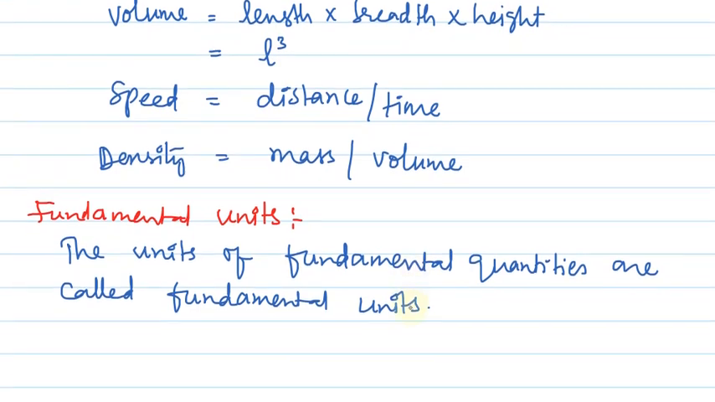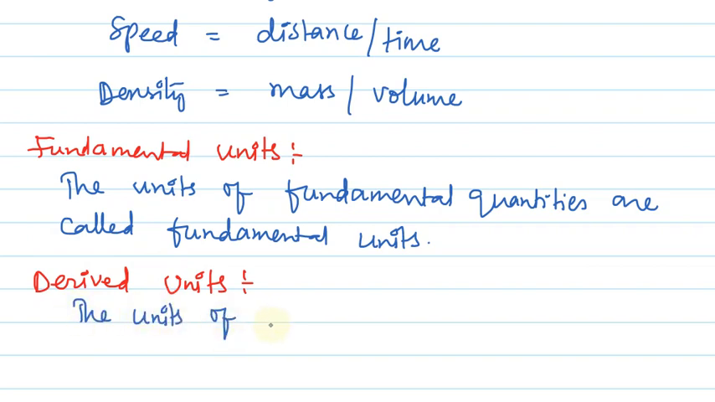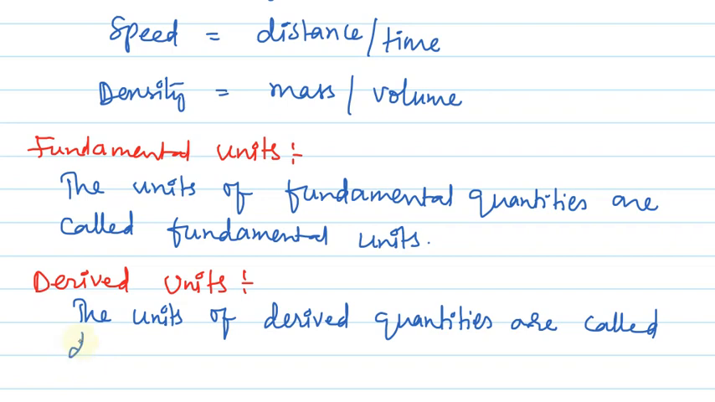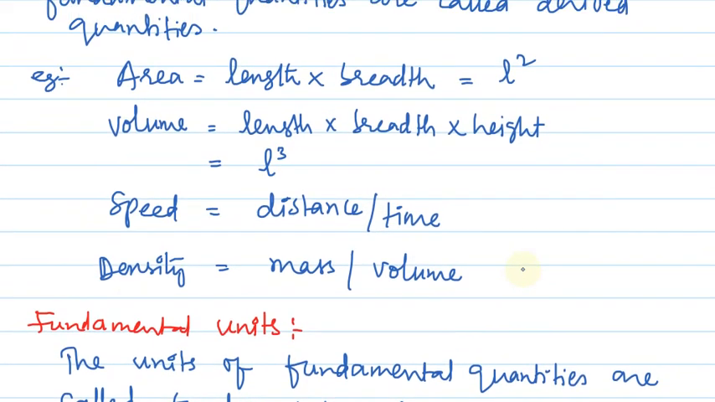Now let us see derived units. So what are derived units? The units of derived quantities are called derived units. Derived units, right? In other way we can say fundamental units which are used to express derived physical quantities can be called as derived units. Let's take examples what we have taken for derived quantities.